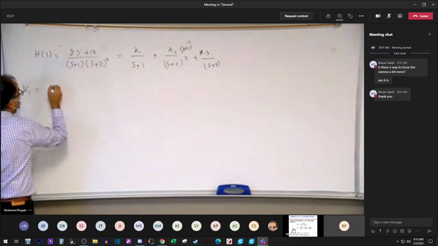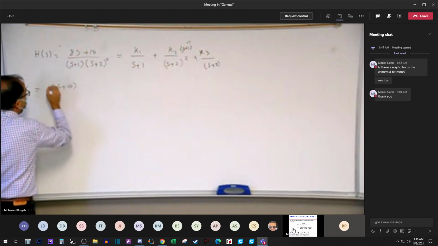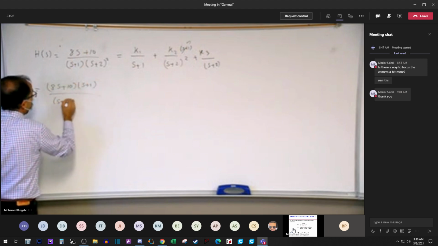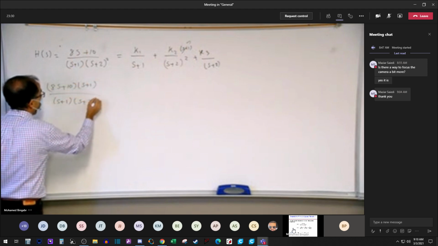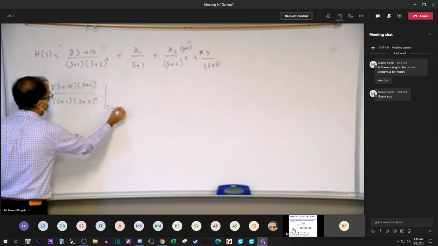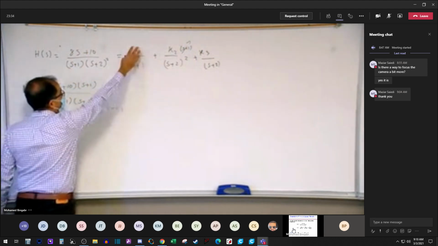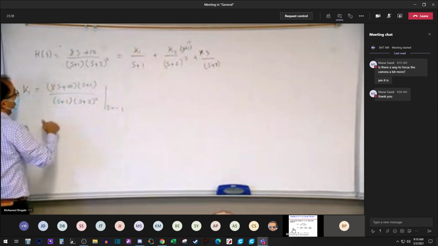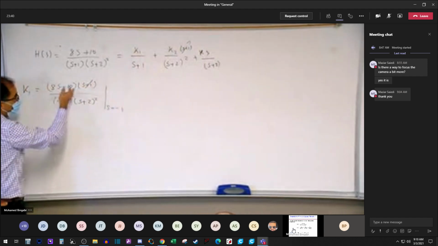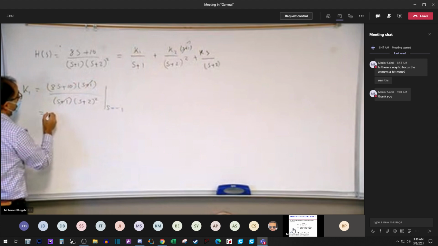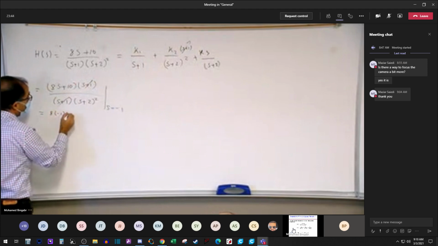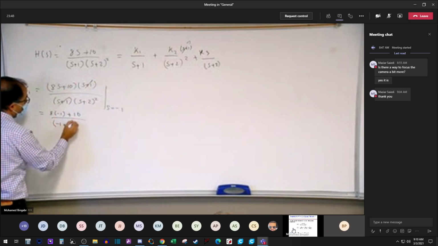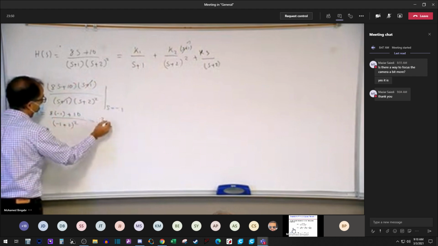How about here? 8s plus 10 multiplied by s plus 1, divided by (s plus 1)(s plus 2) squared, and you set s equal to minus 1. So only this will survive. The remaining terms will disappear. This will cancel here, so this will never go to 0. Then you have 8 times minus 1 plus 10, divided by minus 1 plus 2 squared, and here you will have 2.